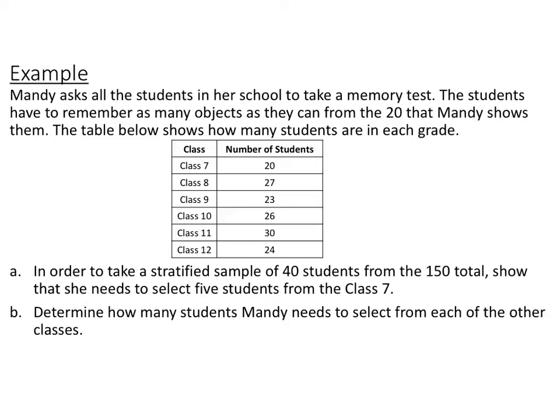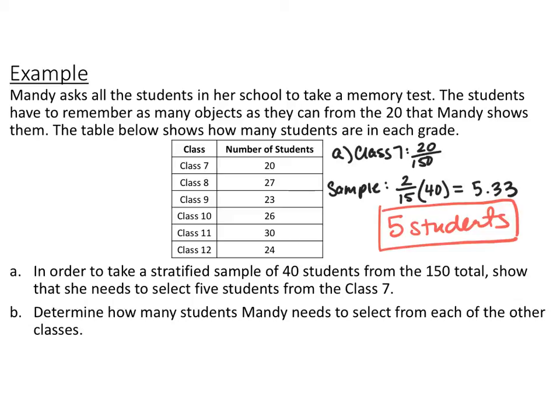So remember, stratified sampling is whatever percentage you have in the overall population, then your sample should have that same percentage of people. So we want to show that her sample of 40 students should have 5 students from class 7 or grade 7. So go ahead and pause the video and show that of these 150 students, she needs to select 5 students from class 7 for her sample.